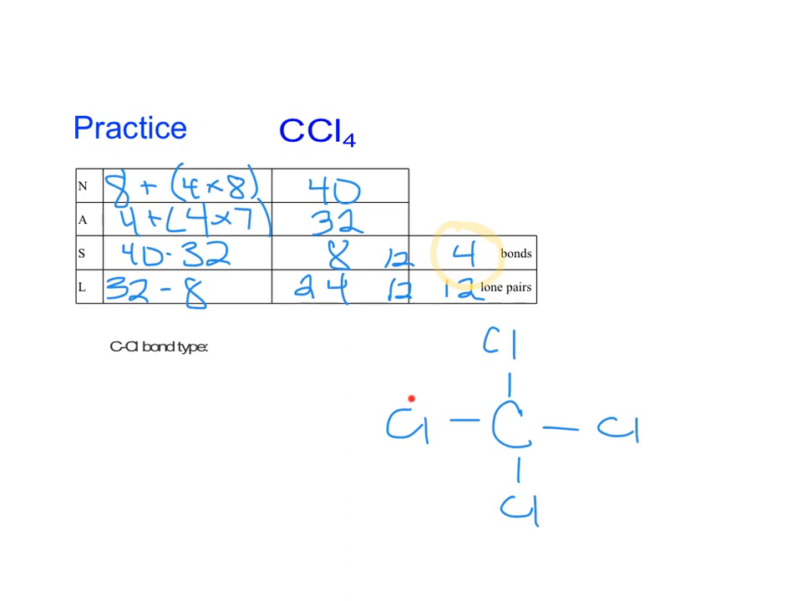Let's go to a chlorine. This chlorine here needs 8. It's got 2 right here in the bond, so that means it needs 6 more. So put 3 pairs around it. That would give me 6 electrons.